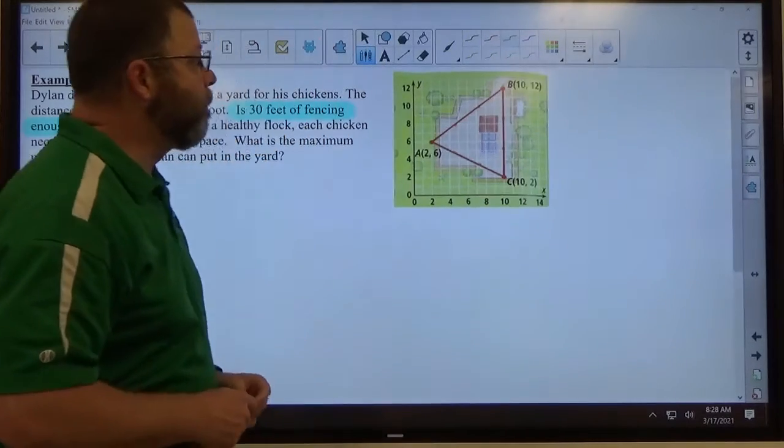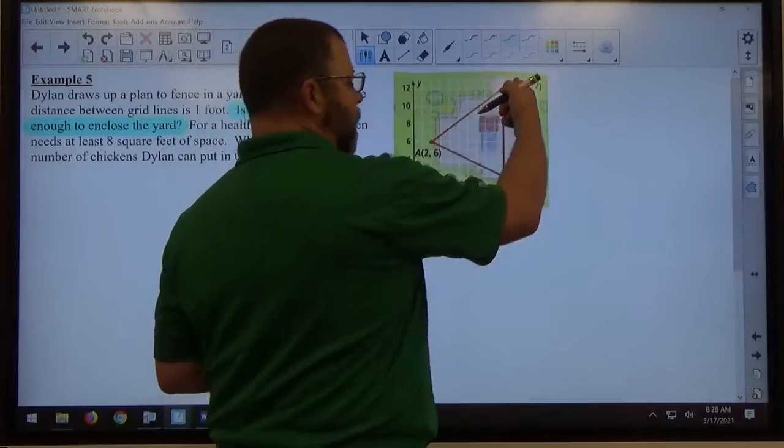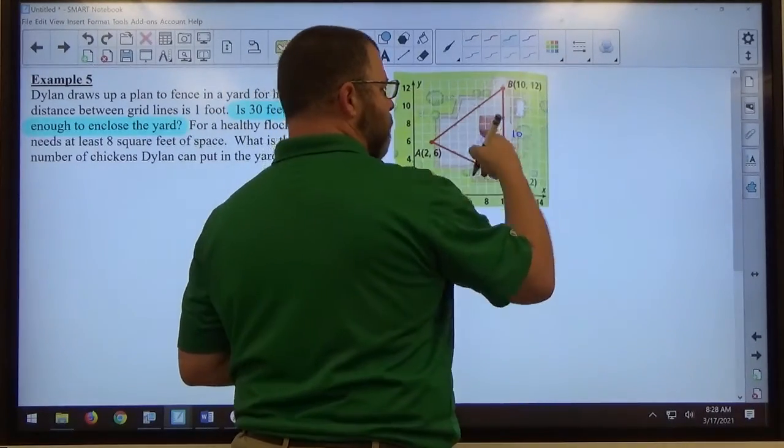You can notice that B and C are vertically positioned from one another, so again, if there's no slant to the line like we saw yesterday, we don't have to use the distance formula, we can just count. So from (10, 12) to (10, 2) is 10 spaces, so that's 10 feet.